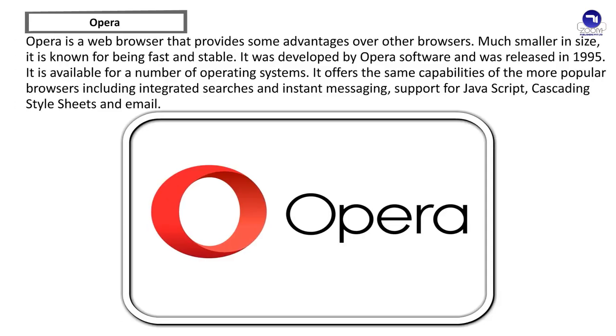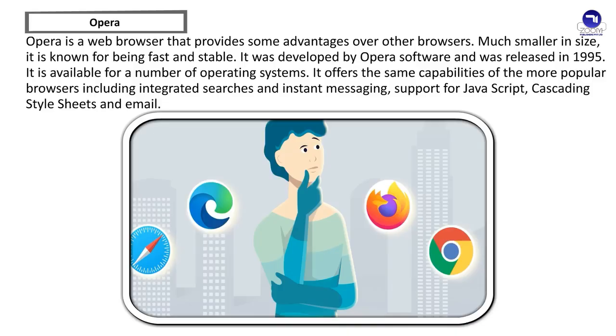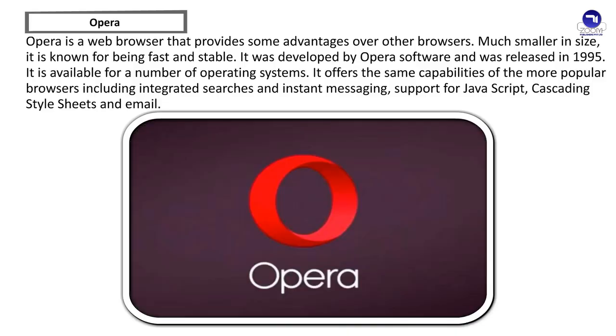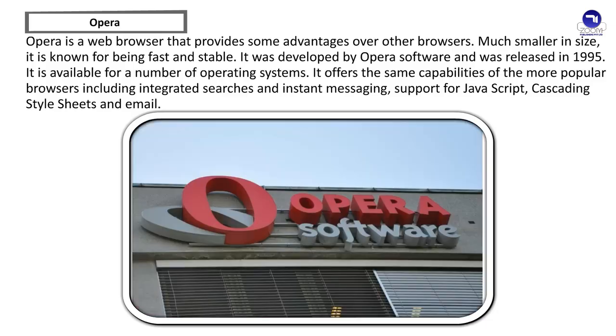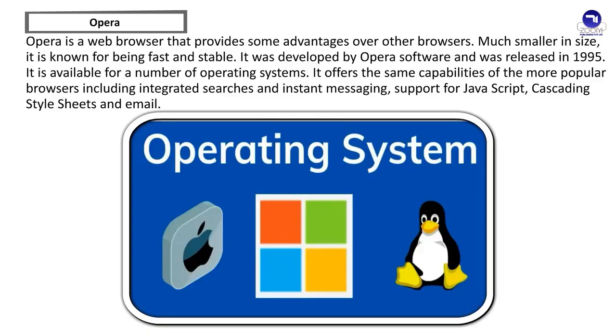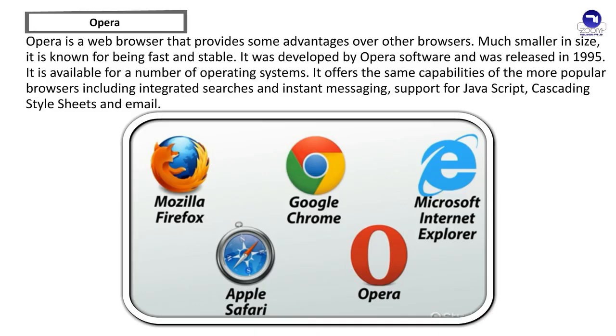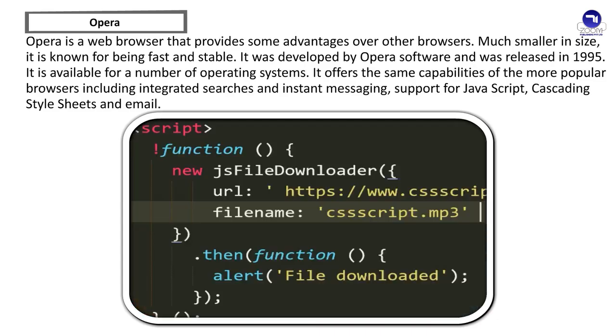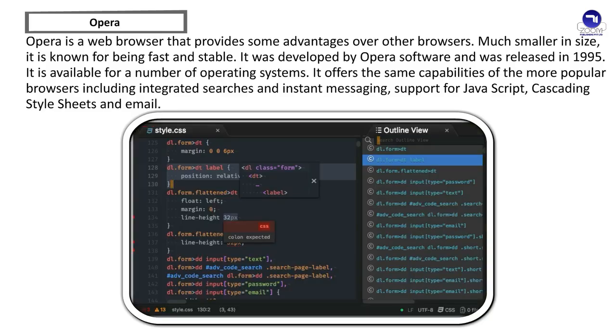Opera. Opera is a web browser that provides some advantages over other browsers. Much smaller in size, it is known for being fast and stable. It was developed by Opera Software and was released in 1995. It is available for a number of operating systems. It offers the same capabilities of the more popular browsers, including integrated searches and instant messaging, support for JavaScript, cascading style sheets, and email.